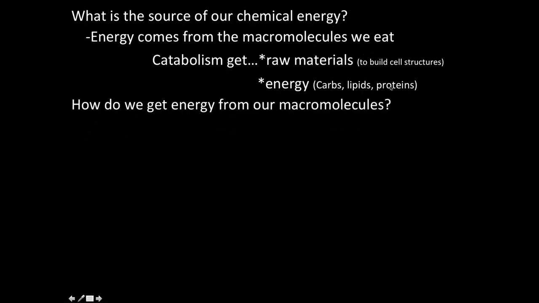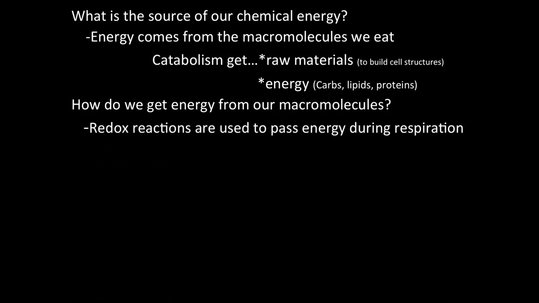So how do we get the energy from these macromolecules? It comes down to redox reactions. So redox reactions are going to be used in order to pass energy during cellular respiration. Some key ideas to remember for redox reactions. First is OIL RIG. So with OIL RIG, oxidation is losing electrons, while reduction is gaining electrons.